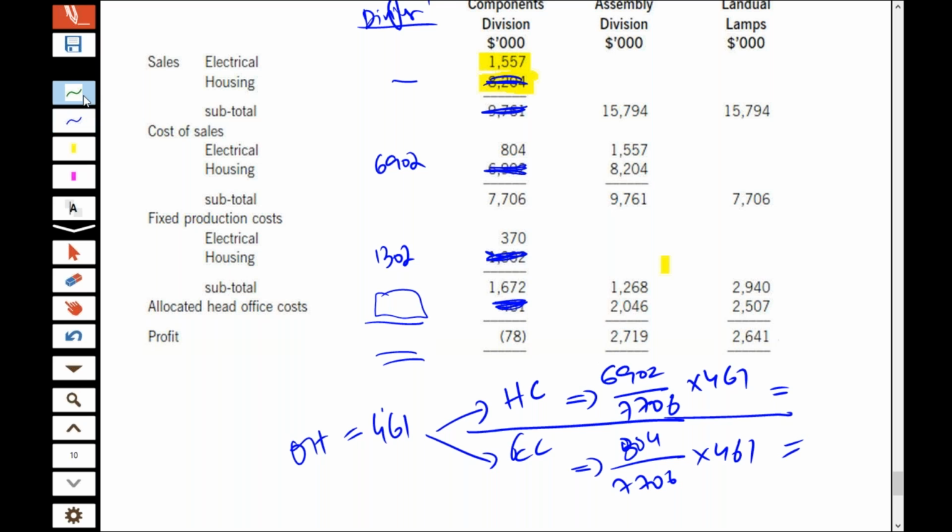You would say, why exactly are you doing it? We are doing it because we are being told that it has to be allocated on the basis of relative cost of sales. So hence, this is actually going to be approximately 413. And this is going to be approximately 48. This is 413 and this is going to be 48.